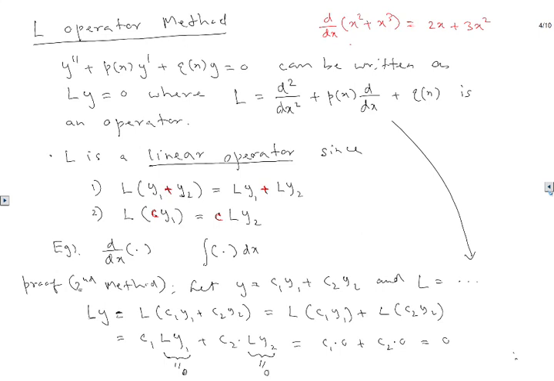Here I use the first condition, and here we use the second condition. The first condition says you can split a sum. The second condition says if you have a constant, you can pull it out. Then L y1 equals 0 because y1 is a solution of the second order linear differential equation, and L y2 equals 0 because that's also a solution. Combining them, C1 times 0 plus C2 times 0 is 0. So that's a proof. A very easy proof, and you can use these L operators in certain situations to make very lengthy proofs short.